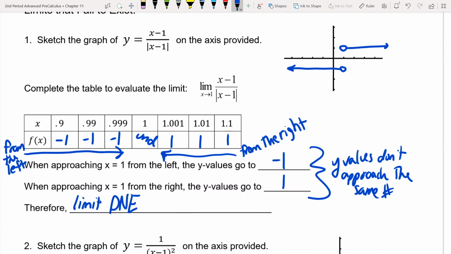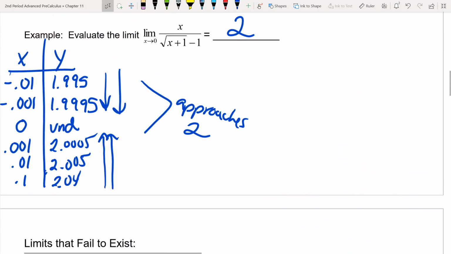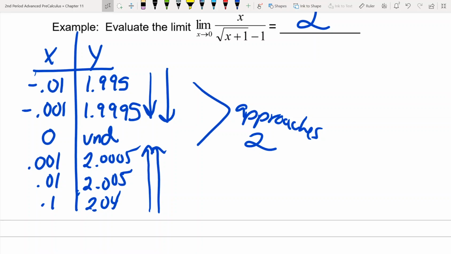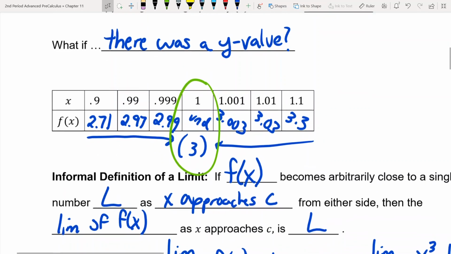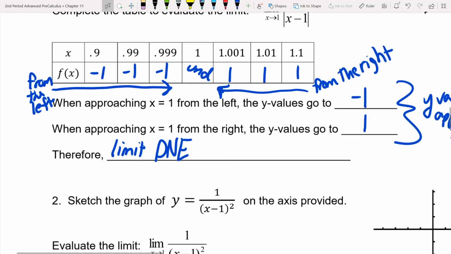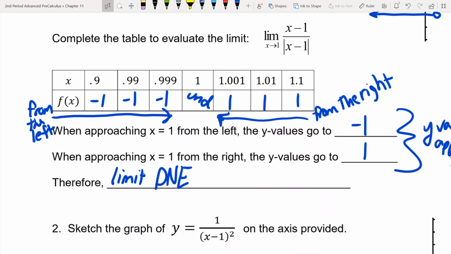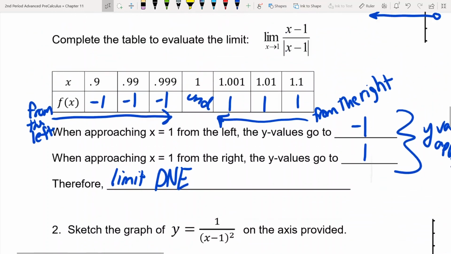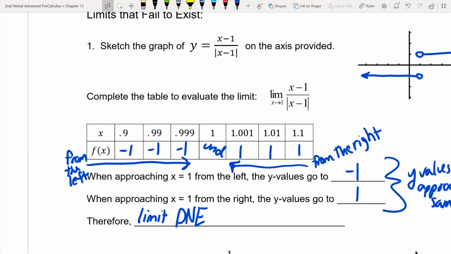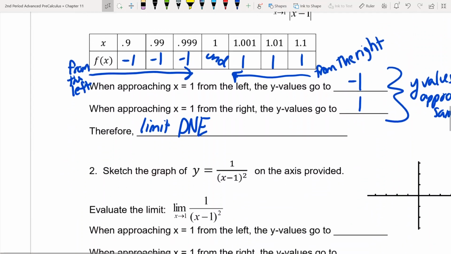And when I say the y values don't approach the same number, just flipping back to the previous page, you can see right here in this example, we were getting closer and closer to this implied 2. If I went back to the one up here, closer and closer to an implied 3. Over here, you're not getting closer to some number. So we run into a little bit of an issue there. You also know that the graph isn't connected. It's not continuous at that point. So that does make it a little bit more of a challenge as we're doing limits.